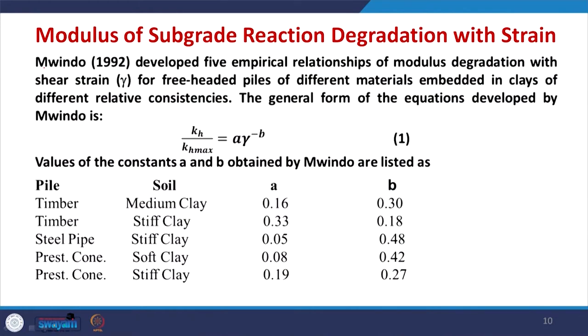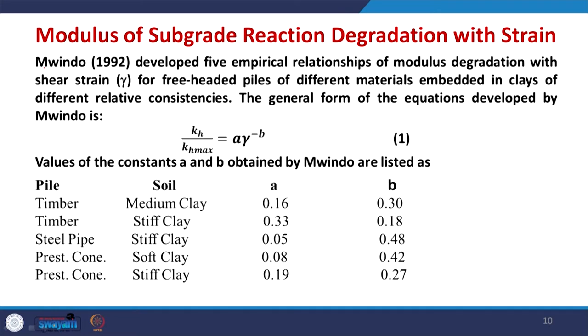So one of the researchers, M. Window, in 1992, developed 5 empirical relationships of modulus degradation with shear strain gamma for free-headed piles of different materials embedded in clays of different relative consistency. And the general form of the equations developed by M. Window is given from this relation.